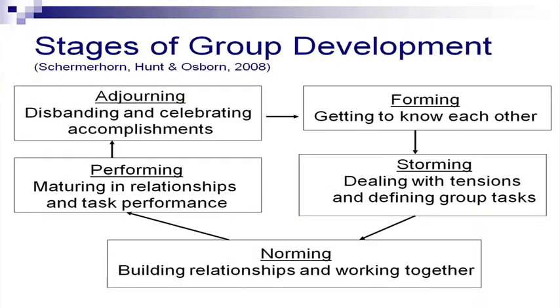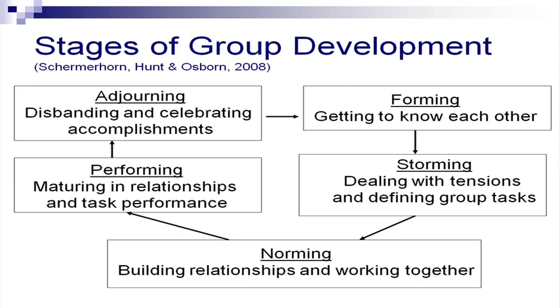Let us move on to another formula or another diagram on group development. This is discussed in the book Organizational Behavior by Schermerhorn, Hunt and Osborne. They say that groups are developed in 5 stages.